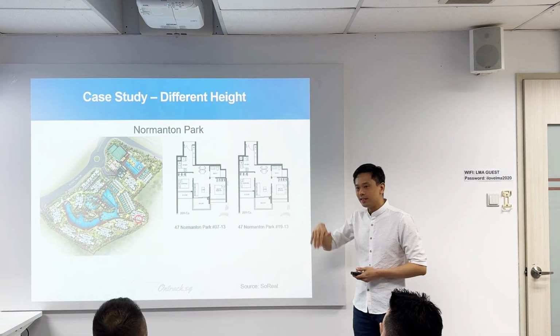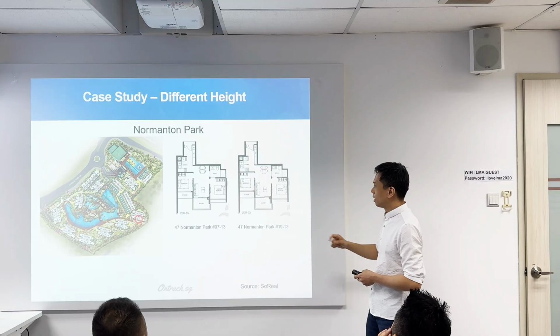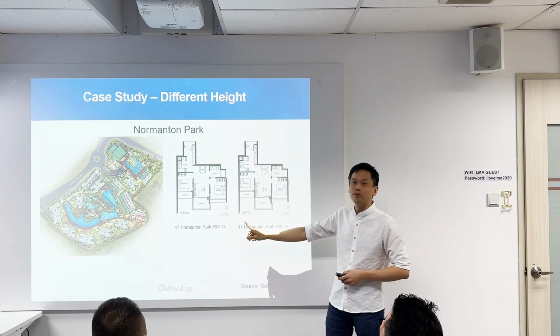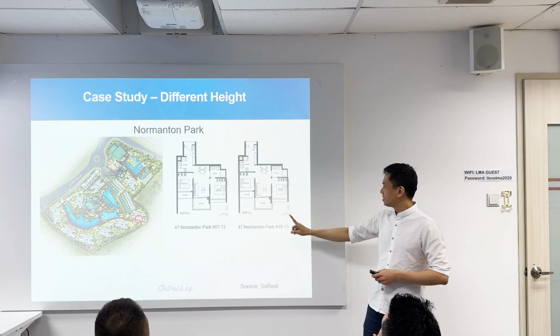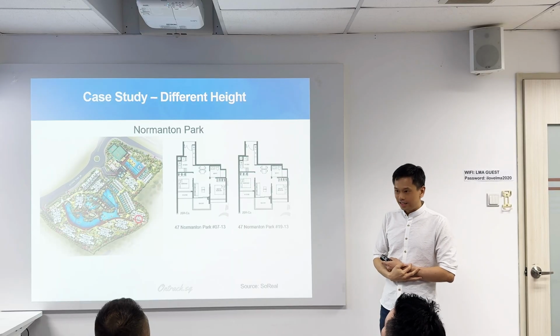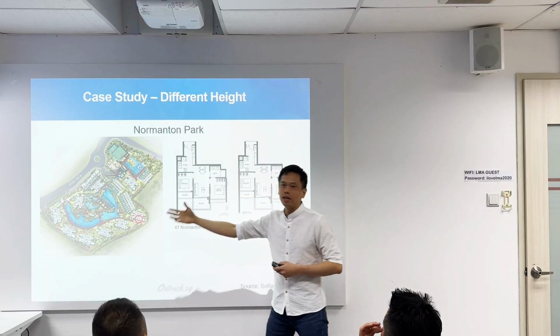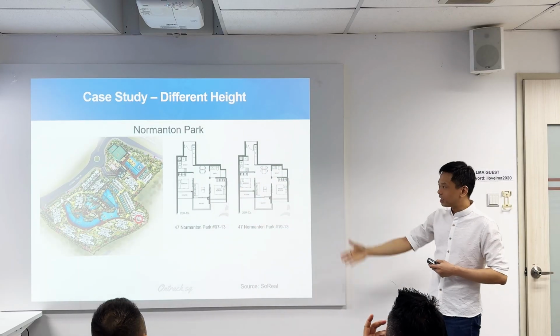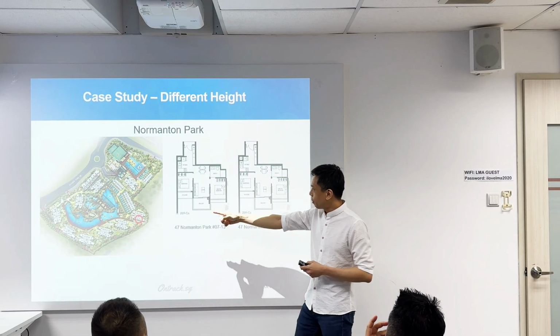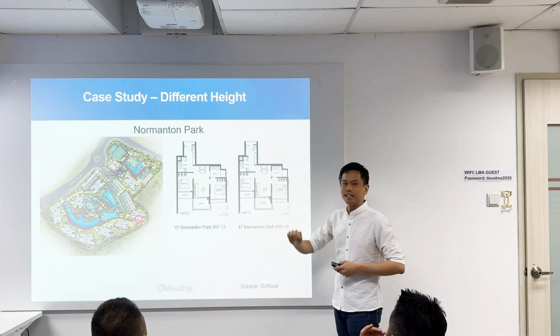Now we look at a different level. Take the same unit, 713, so you know the rent already. The next one is 1913. Same layout, same view, basically. One's higher, one is lower. Maybe one can see the park a bit more, one can see a bit less.